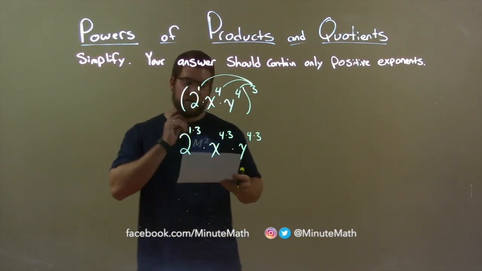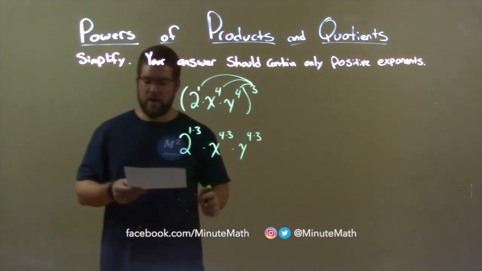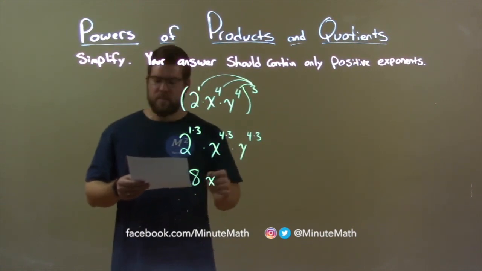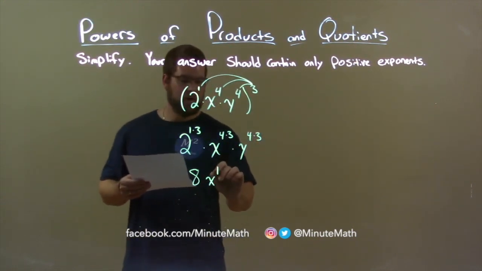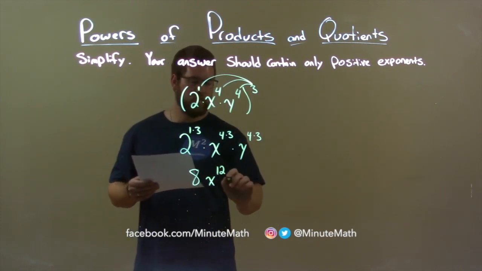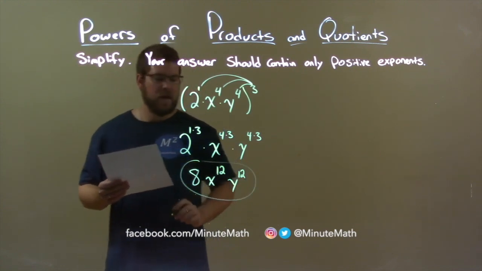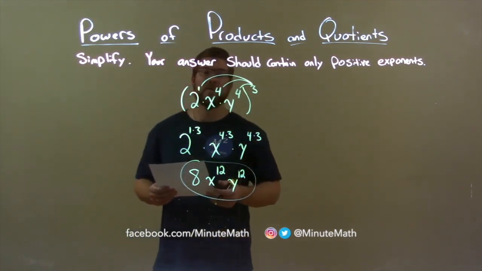1 times 3 is 3, and 2 to the 3rd power is 8. X comes down, 4 times 3 is 12, so we have x to the 12th power, and the same thing with the y. 4 times 3 is 12, and so my final answer is 8x to the 12th power, y to the 12th power.